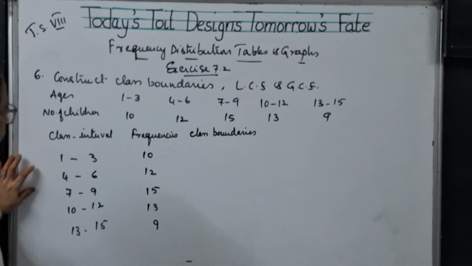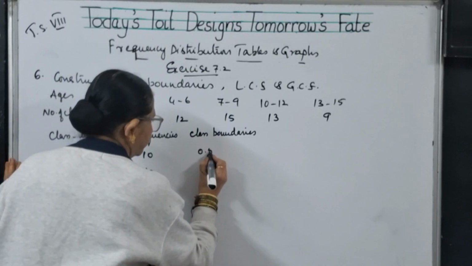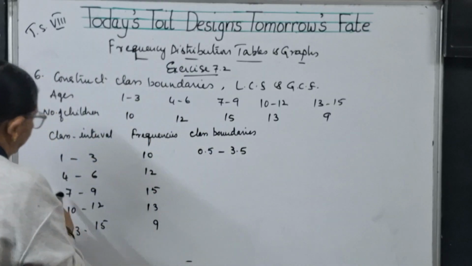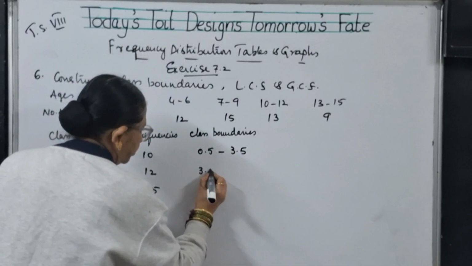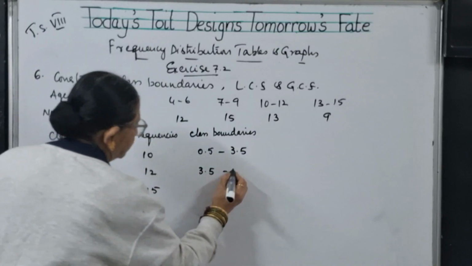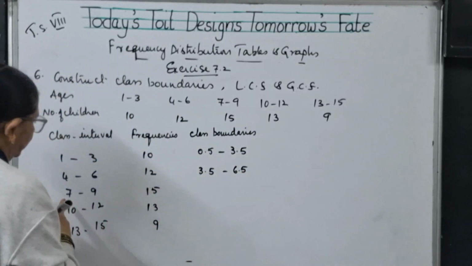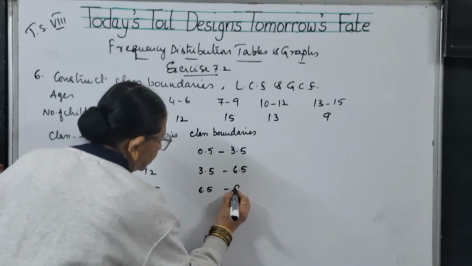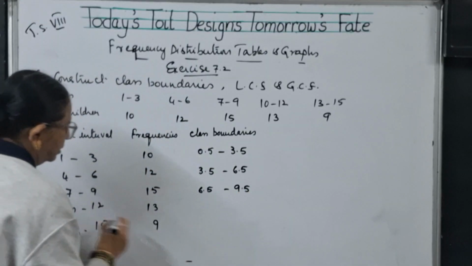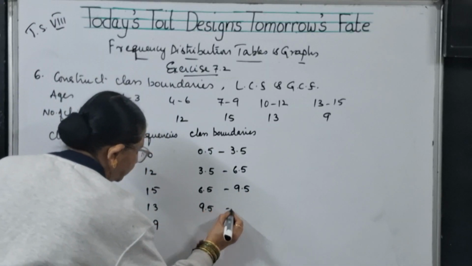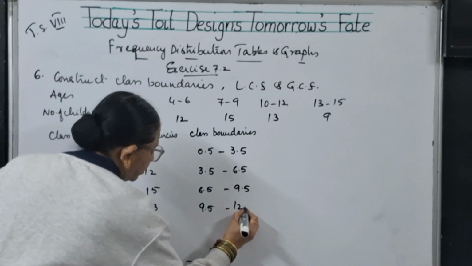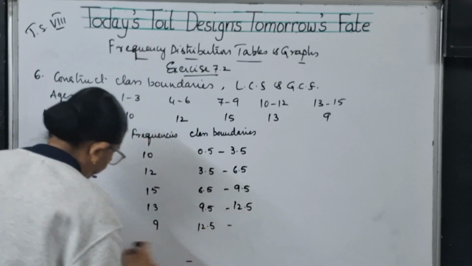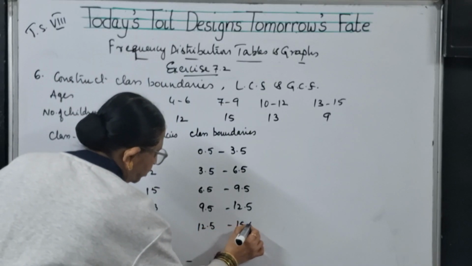So 1 minus 0.5 is 0.5, and adding 0.5 here, 3.5. And here 4 means 3.5, to 6 means 6.5. Next, 7 means 6.5, to 9 means 9.5. Next, 10 means again 9.5, to 12 means 12.5. 13 means 12.5, to 15 means 15.5.